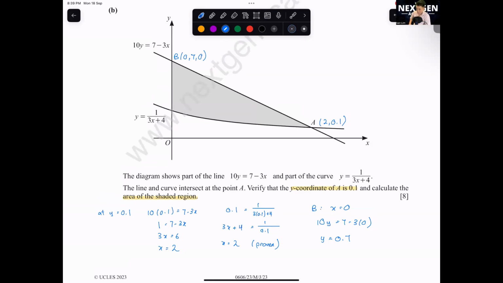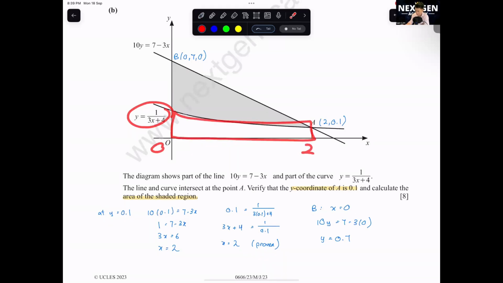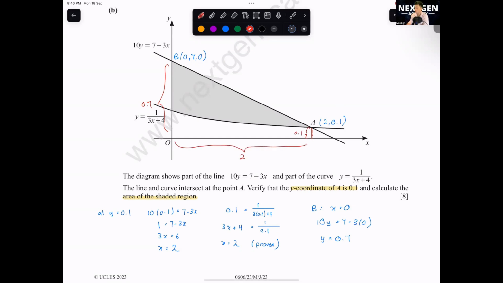Okay, so now we want to find the area of the shaded region. Very simple. You find the area of this trapezium minus the area under this graph from 0 to 2. Okay, so the area of the trapezium. Here is how much? Okay, so here is 0.7, 0.1. This part here is 2.